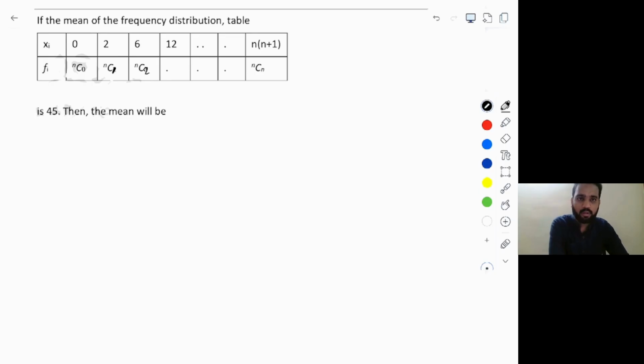Now, this is a question based on both statistics and also binomial theorem. So, some students might have struggled to solve this question, and let's see how to tackle these kind of questions for the upcoming BITSAT and also Advanced exams.